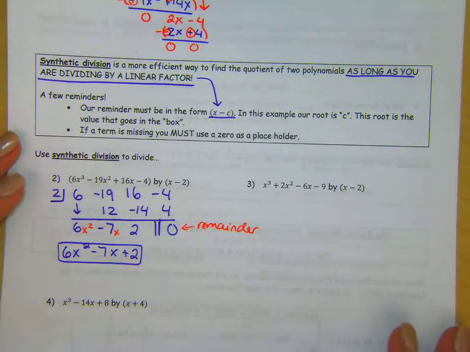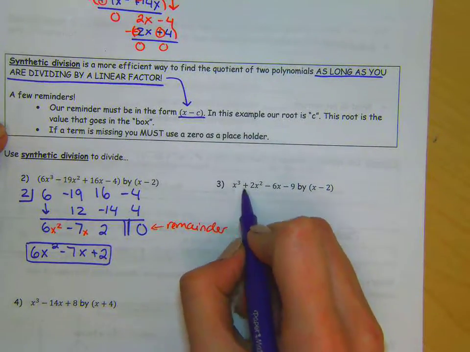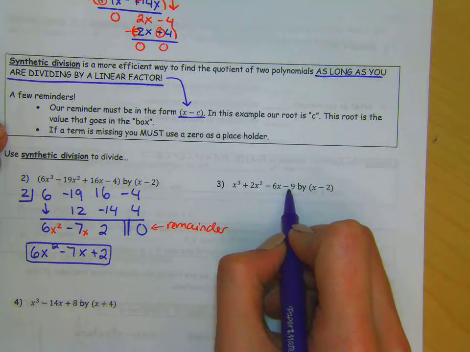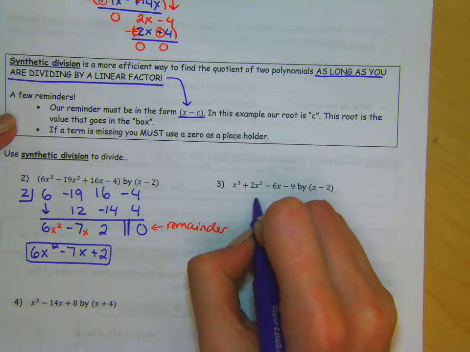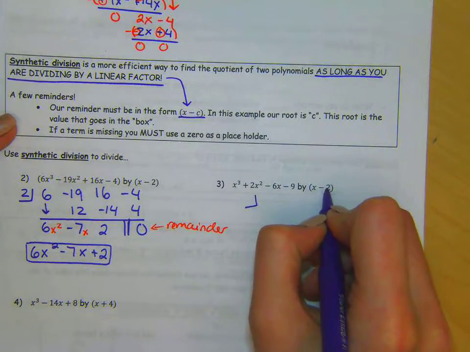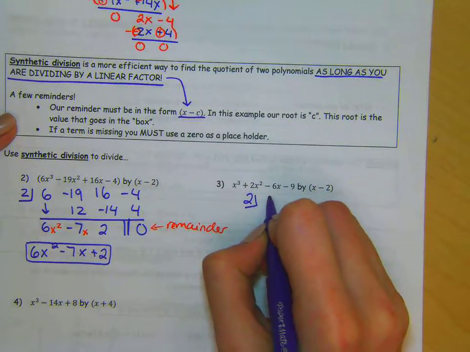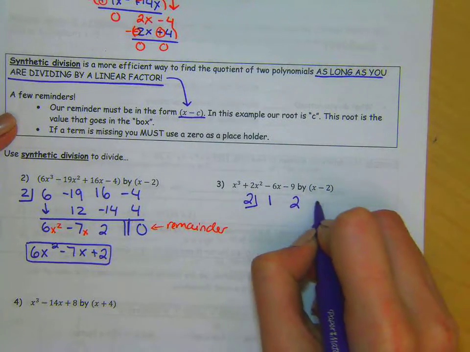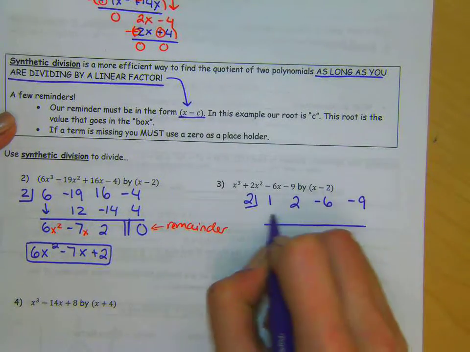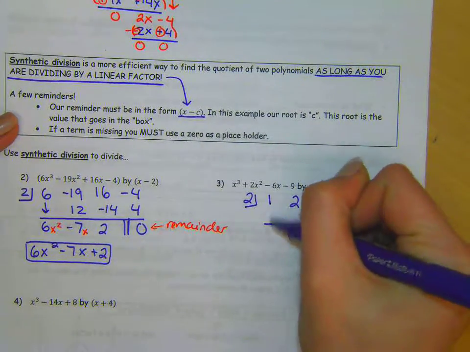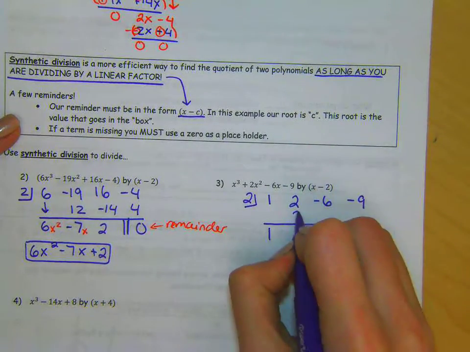All right, next example, number 3. We want to take x cubed plus 2x squared minus 6x minus 9 and divide that by x minus 2. So the number that goes in our box, x minus c, c is 2. We have a leading coefficient of 1, then 2, negative 6, and negative 9. I'll draw my line, leave space, drag down the 1. Now we multiply. 2 times 1 is 2.